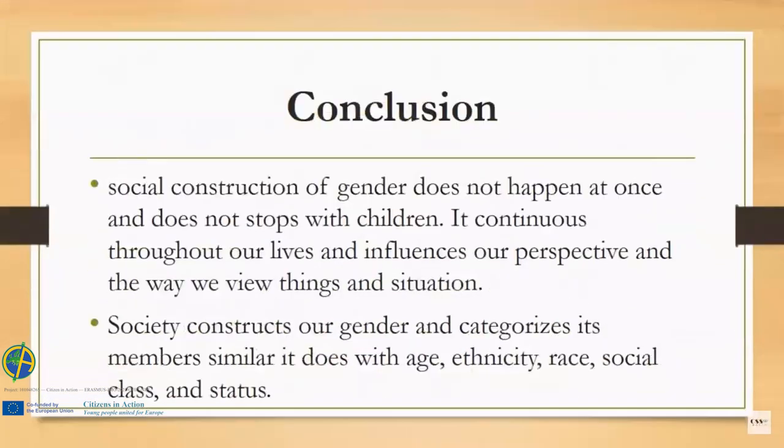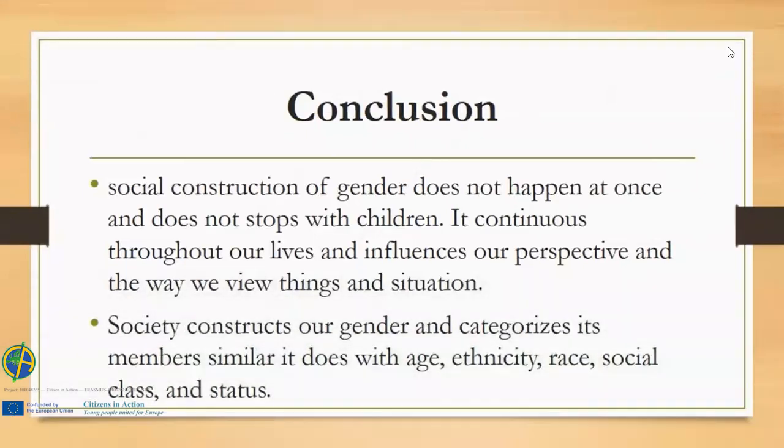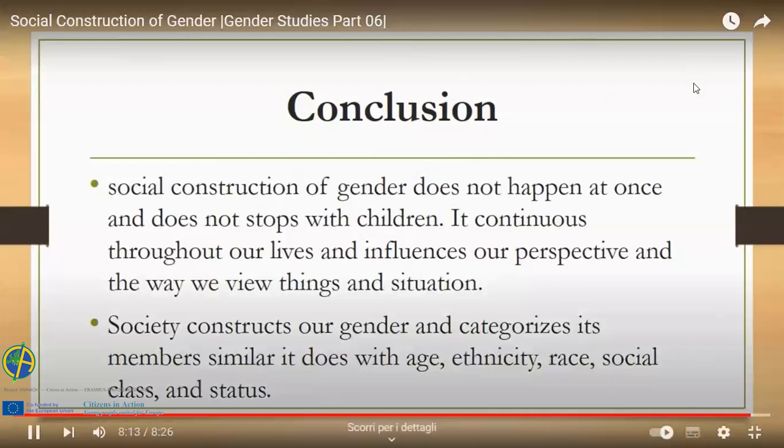Conclusion. Keep in mind that social construction of gender does not happen at once and does not stop with children. It continues throughout our lives and influences our perspective and the way we view things and situations. Society constructs our gender and categorizes its members, similar to what it does with age, ethnicity, race, social class, and status. It is basically society which constructs the gender's identity. So this was an overall view of social construction of gender. The topics which come under this broader topic of social construction will be covered in coming lectures.